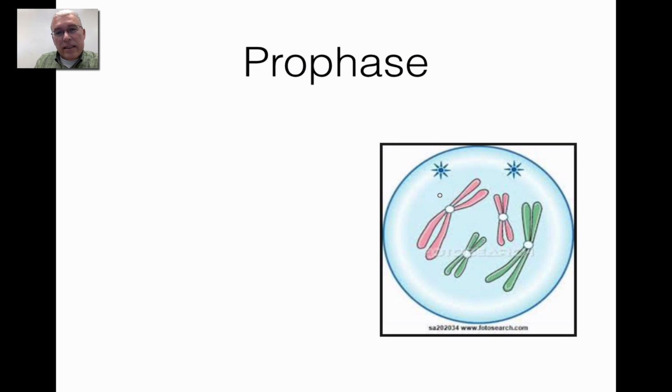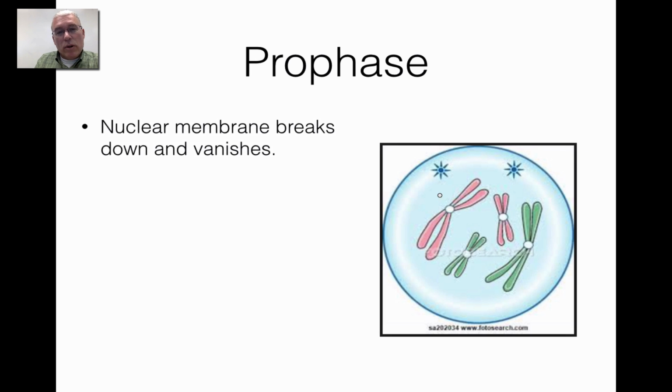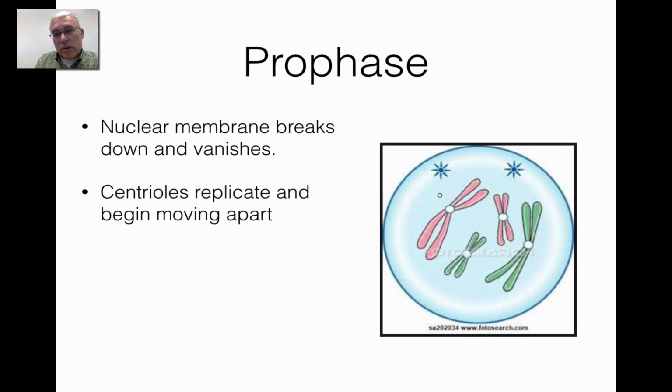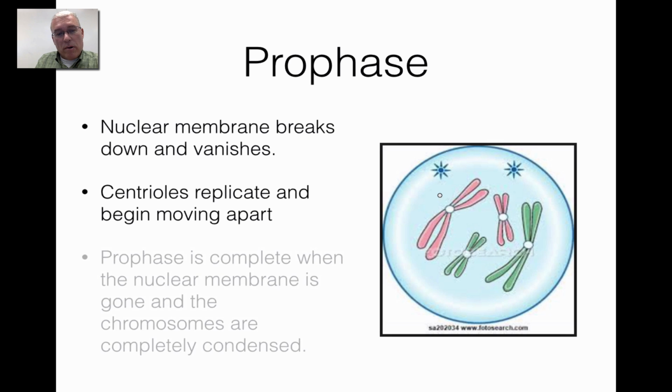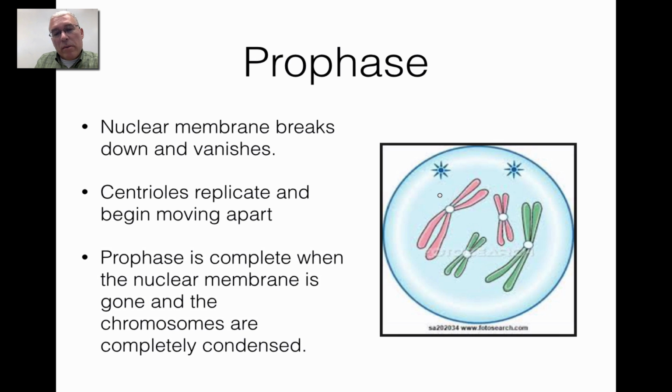Now, prophase is where the nuclear membrane is going to break down and vanish. The centrioles are going to replicate and begin moving apart. And prophase is going to be complete when the nuclear membrane is gone and the chromosomes have completely condensed.